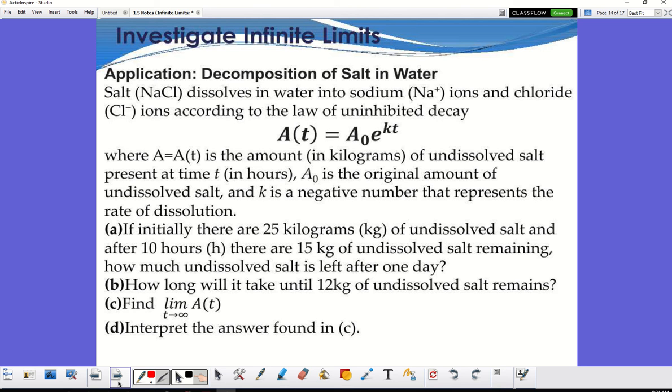Okay, this is going to be super important for you. So where A is equal to A of T, the amount of kilograms of dissolved salt present at the time T hours, A sub naught is the original amount of undissolved salt. A sub naught, original amount.